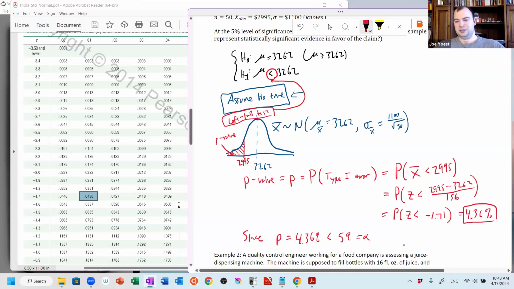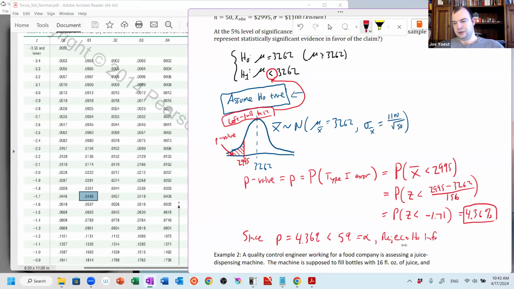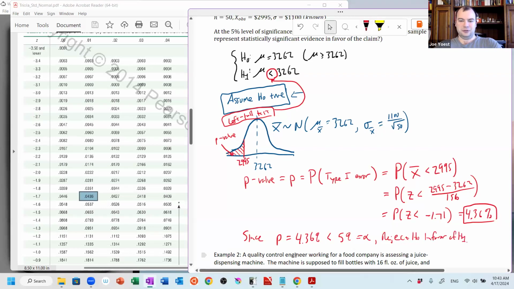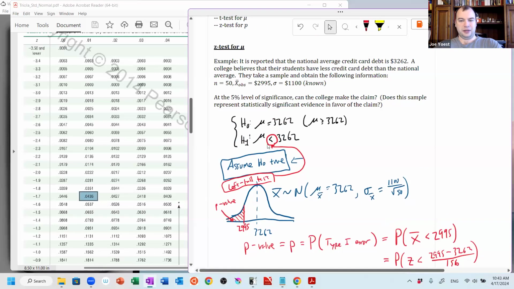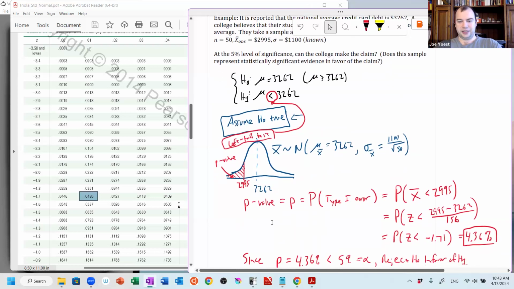or since p is less than alpha, I reject H naught in favor of H1, and I would proceed forward under the presumption that our students' mean credit card debt is truly less than the national average. I would feel comfortable making that statement in marketing materials or whatever. And if anybody questioned it, I could show them this sample along with this analysis to back it up.